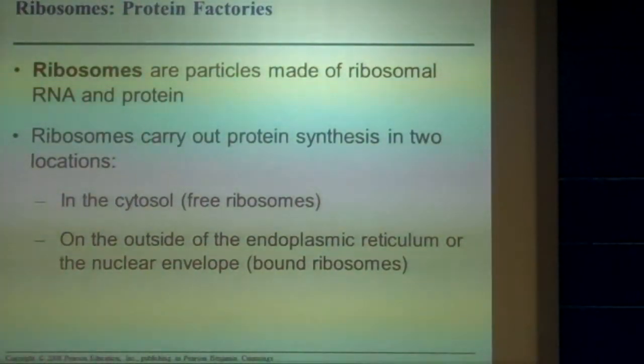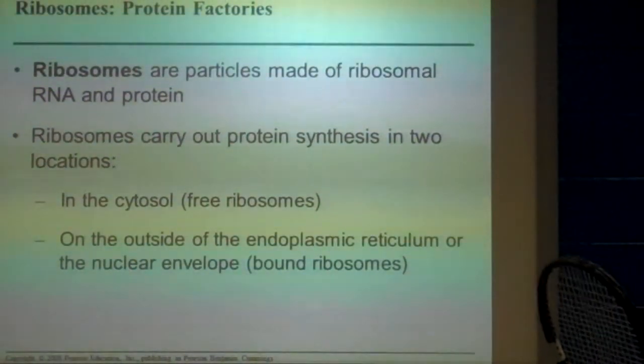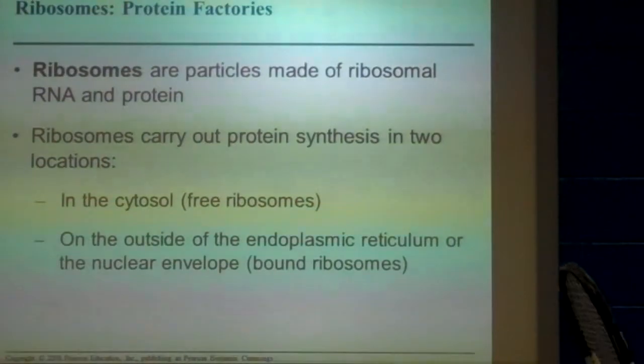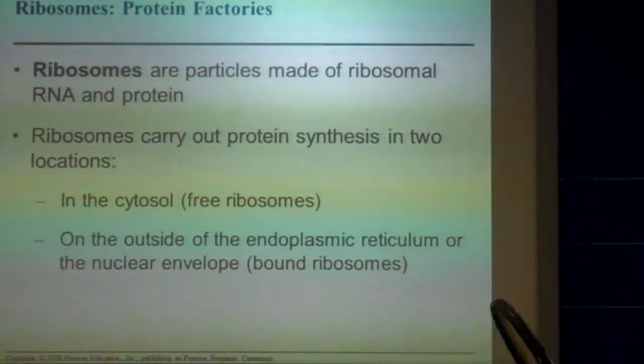Ribosomes are made of what two things? RNA and protein. And that's where protein synthesis takes place. You need to know that. You can have free ribosomes and you can have ribosomes bound to the ER. What kind of proteins are going to be assembled by ribosomes bound to the ER? The ones that are going out. The ones that are going to be exported out of the cell.